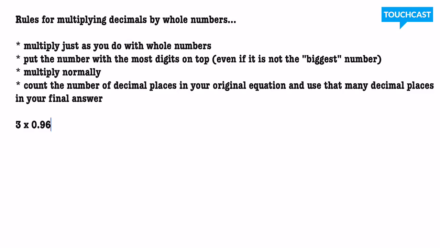Right now that all might sound a little bit confusing, but I'm going to do a couple examples. We're going to do some together and you'll do some on your own, and I think you'll pick it up pretty quickly. Let's look at the example below. 3 times 0.96 or 96 hundredths. If I look back up at my rules, I'm going to multiply these normally, but the thing that I need to do first is to put the number with the most digits on top, even if it's not the largest number. As I look at those two numbers, 0.96 has more digits than 3, so I'm going to put 0.96 on the top.